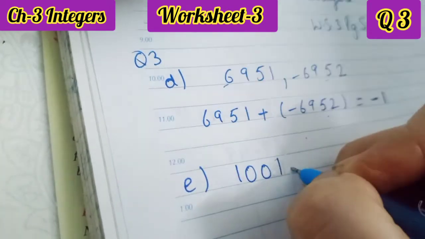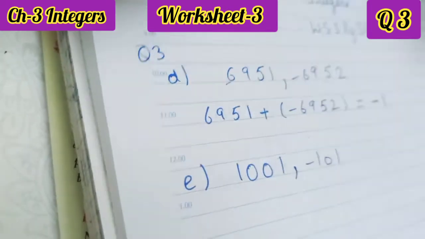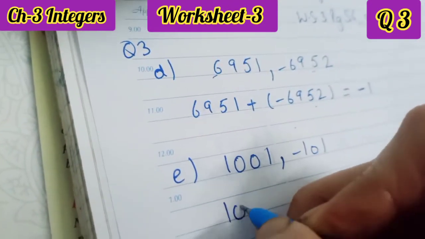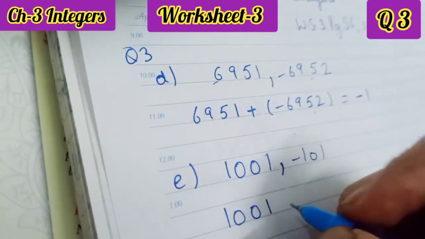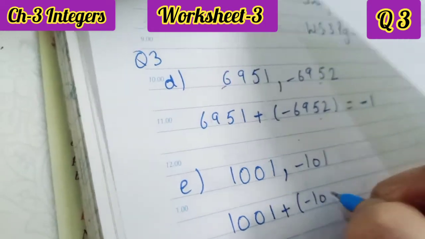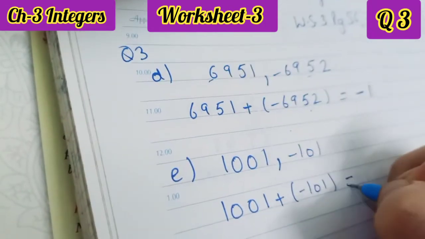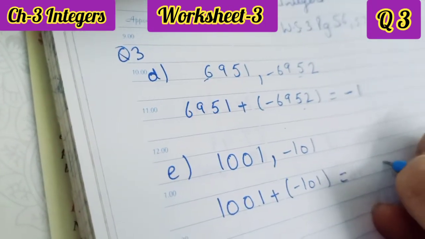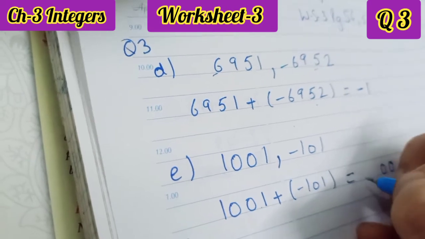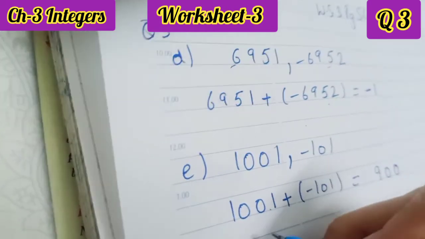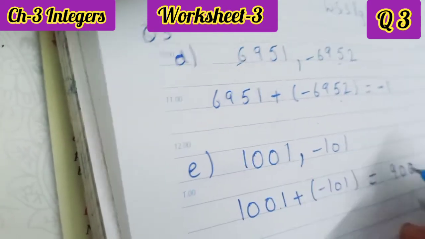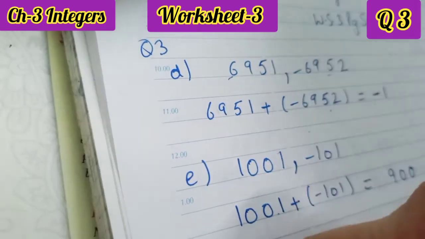1001 and minus 101. If we find different signs, so simply subtract them, we get 900, and the greater sign is plus, so plus 900 will be the answer.